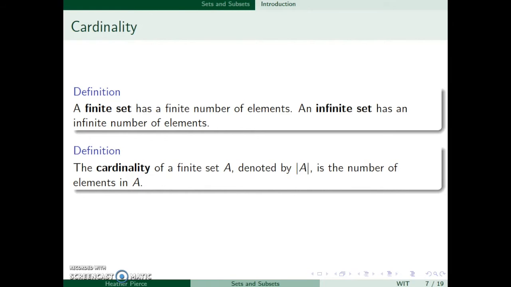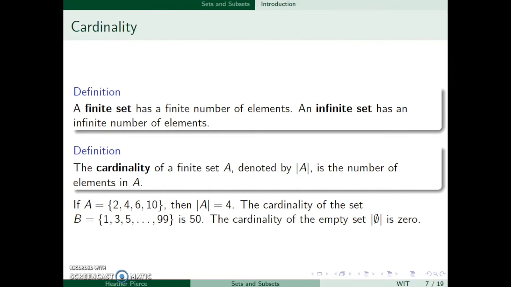And we say the cardinality of a finite set is the number of elements, and it's denoted by these bars. We can also say that the cardinality of an infinite set is just infinity. So for example, our set A, which was 2, 4, 6, and 10, the cardinality of A is 4. If I consider the set B, which was all odd numbers less than 100, the cardinality would be 50. And the cardinality of the empty set is 0.